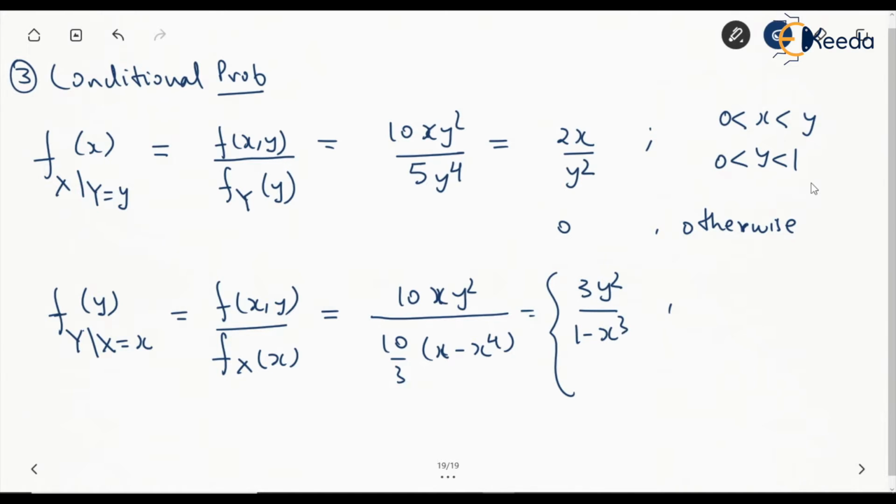While finding the marginal probability for x, the condition we had was that y should be greater than x and less than 1, and x can be between 0 and 1. It is going to be 0 otherwise. So we have found the conditional probability also. Let me put in some values and you'll be very clear about it.